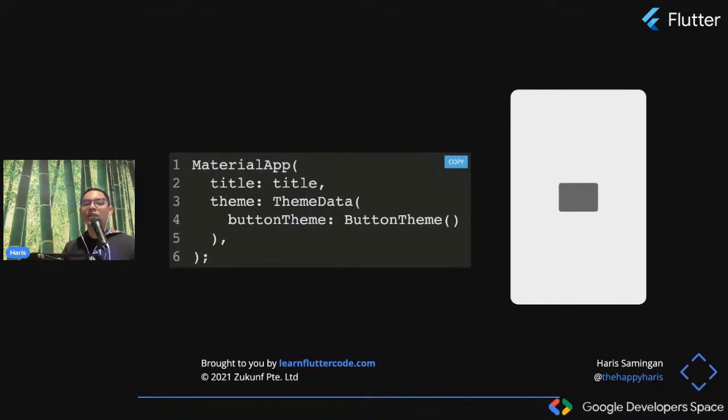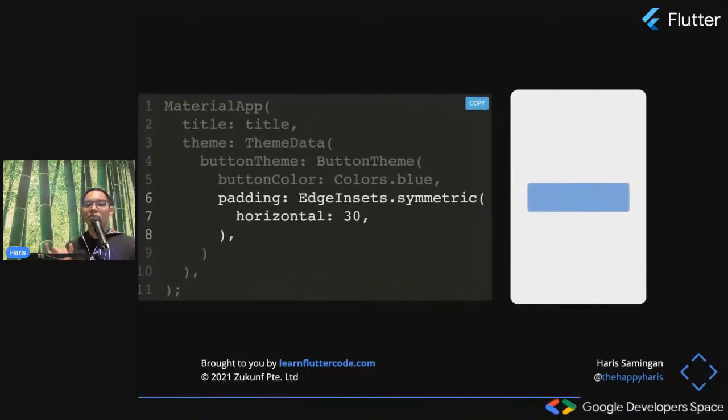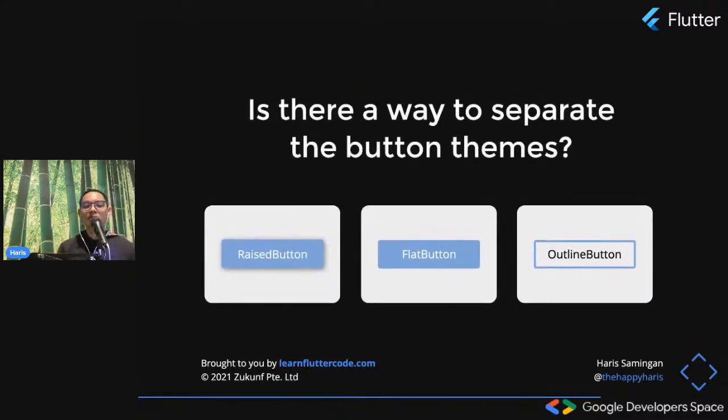So for example, if you want to create a simple button theme, this is how you usually do it. I want to create a button theme that is blue. This is the old way you do it. Then if I were to make it a little bit fatter on the left and right side, you probably add some horizontal edge insets. The problem is that all of the buttons have the same color, but sometimes you want different colors. It would be the same for the old buttons, which are called raised, flat, and outline button. So is there a way to separate the button themes?